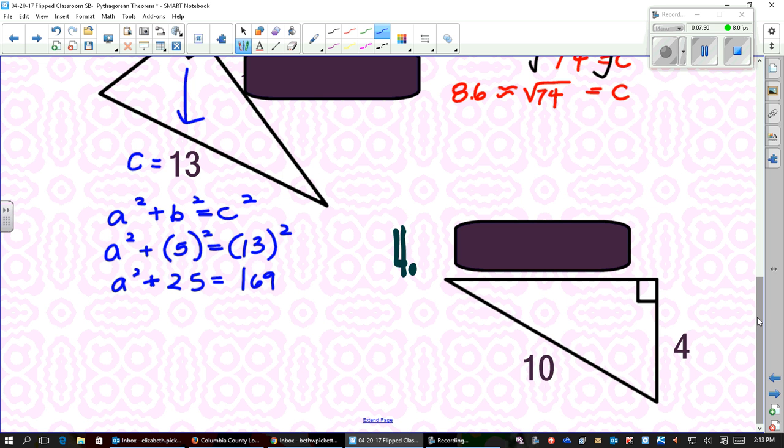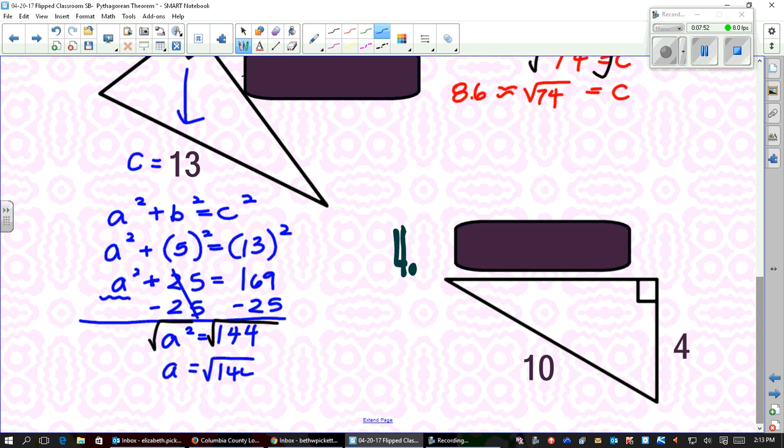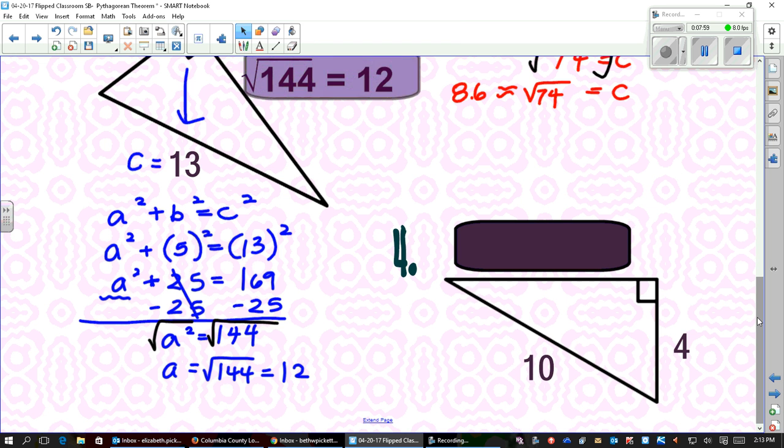And we know that ultimately my goal is to get that A by itself. So before I worry about taking a square root, I need to get rid of that plus 25 by subtracting 25 from both sides of the equation. The subtraction property of equality says I can subtract any number from both sides. Now I'm ready to take the square root of both sides. So I get A is the square root of 144. 144 is a perfect square because it's 12 squared. So my two answers are the square root of 144 or 12.